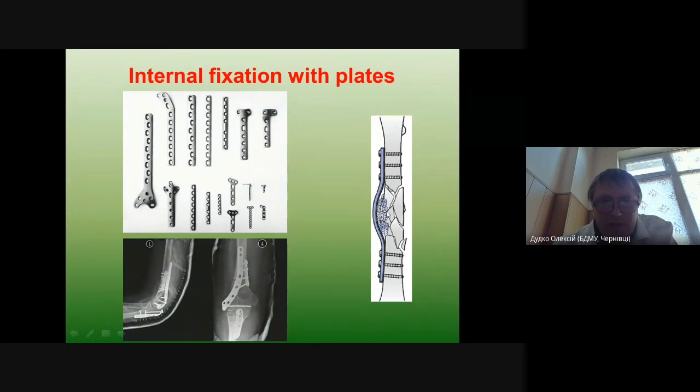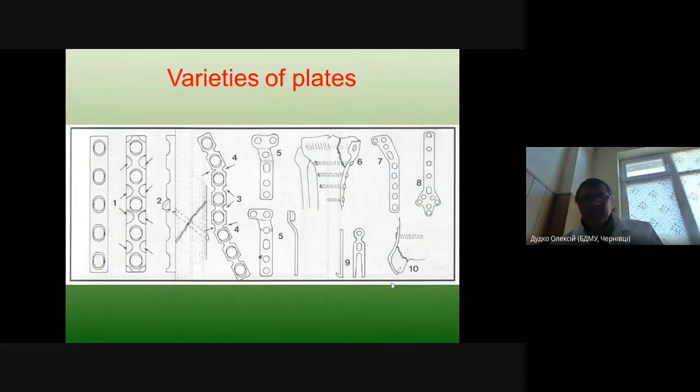No, there are no screws here. Some screws are inserted in the proximal segment, others in the distal segment. So here we have this bridge technique. So the screws may be of different types.